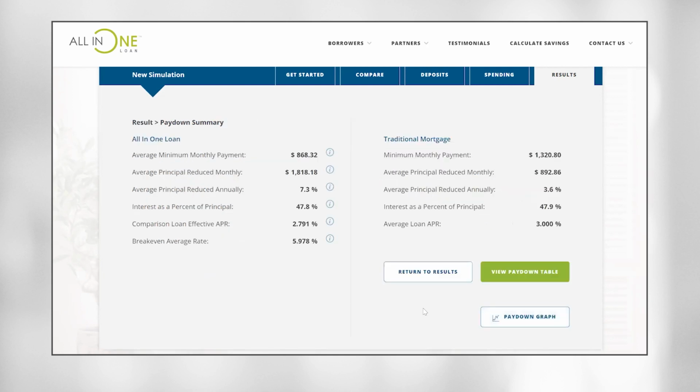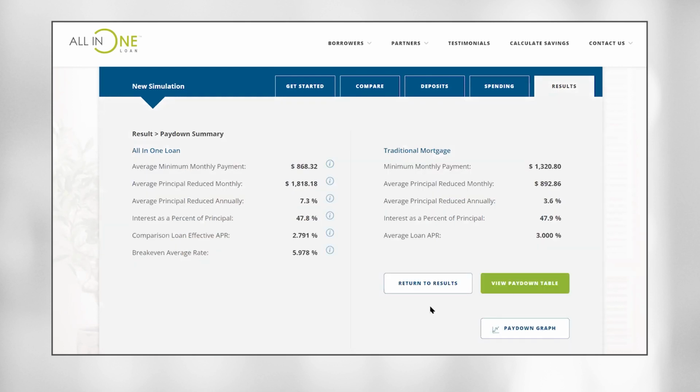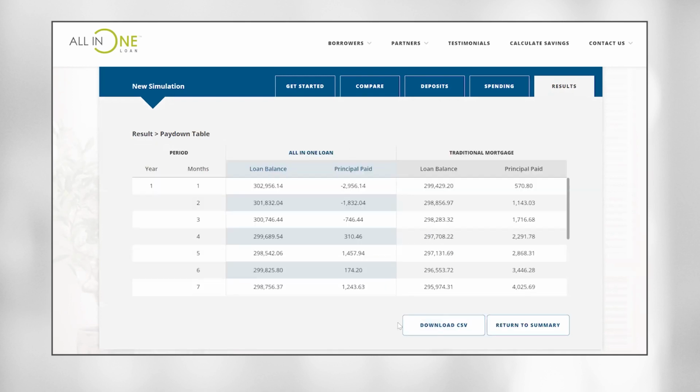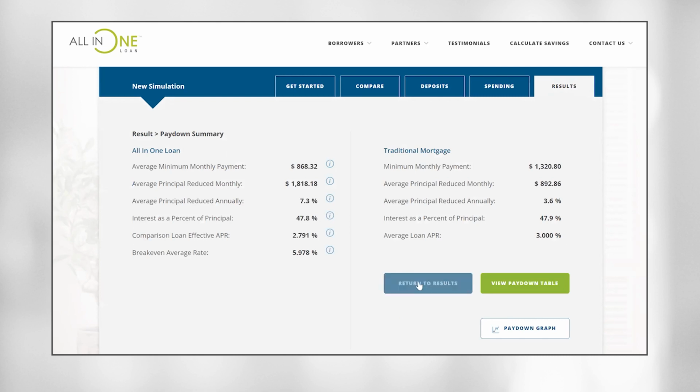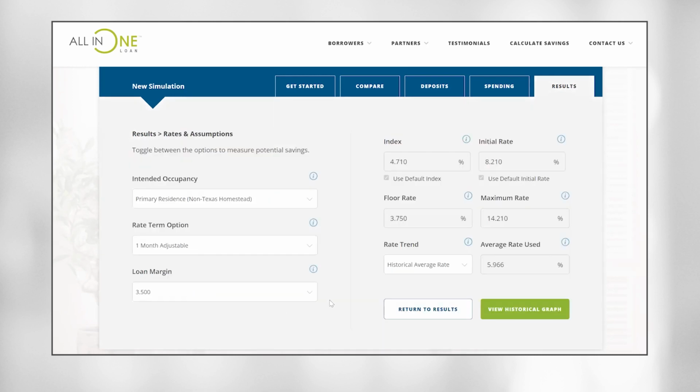Okay, so I'm going to return here to the results, and let's look at one more thing before I get into some other numbers. I'm going to go to the paydown table. Rates and assumptions is what I wanted to look at.